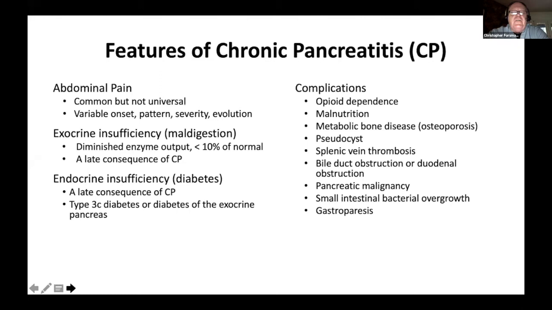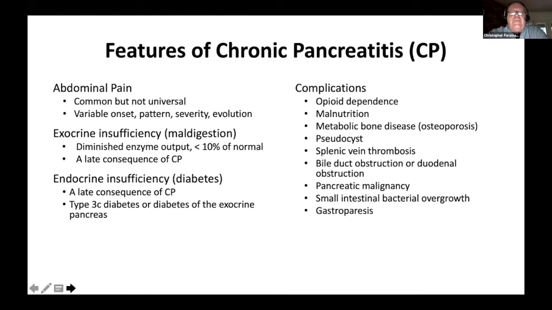Because that degree of damage takes a while to accumulate, that's really a late consequence of chronic pancreatitis, typically 5 to 10 years after disease onset. And similarly, the pancreas has islets which make insulin, and when those are destroyed, patients can develop diabetes. The islets are the most resistant to injury, so they're sort of the last to go. This is also a late consequence of chronic pancreatitis, again often after decades, and it has a particular nomenclature.